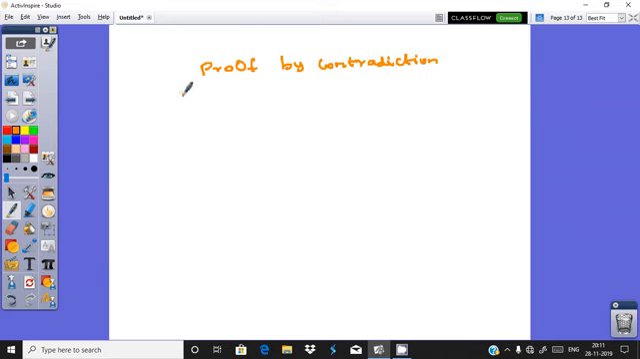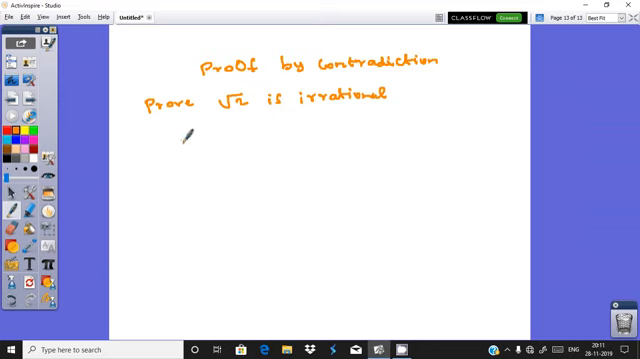Proof by contradiction is where you assume a hypothesis that something is false, and then you try to prove that it is true. Or you assume that something is true, then you try to prove that it is false. So this is called proof by contradiction. I will prove that root 2 is irrational. Irrational in the sense that you cannot get a fraction value. So you have to prove that root 2 is irrational.